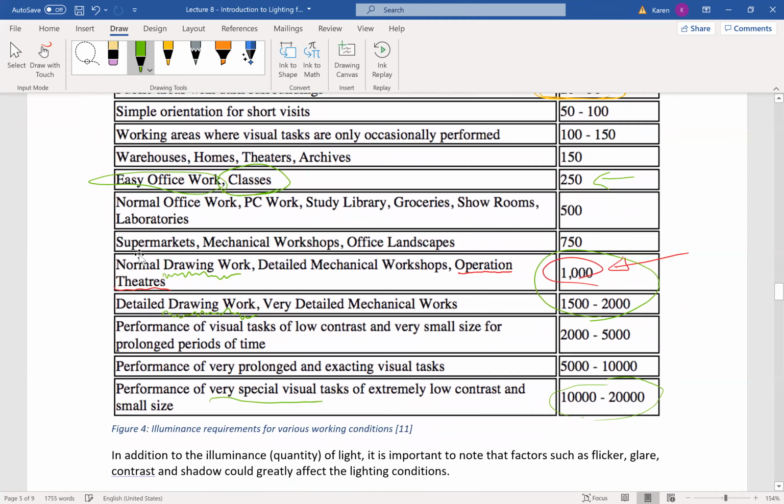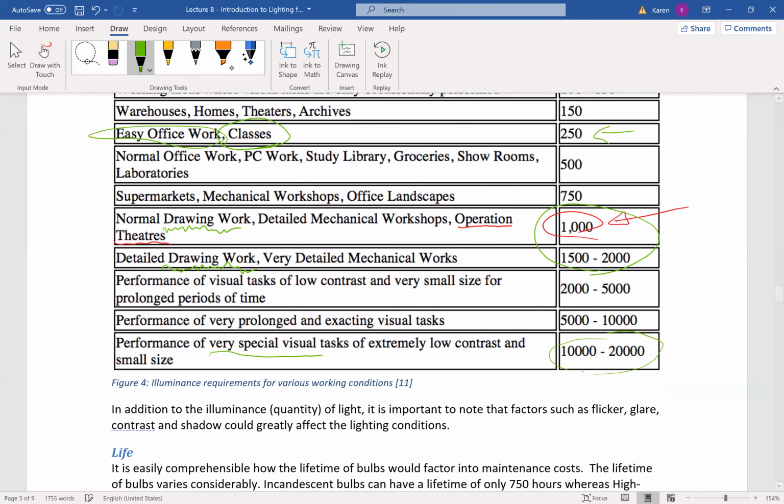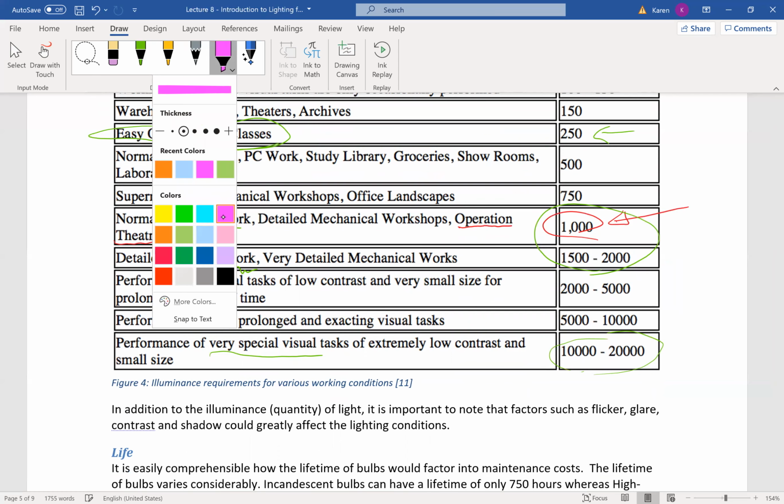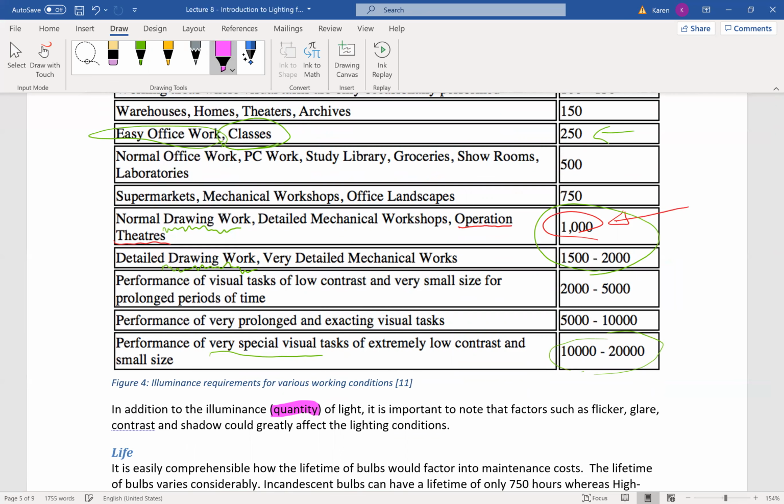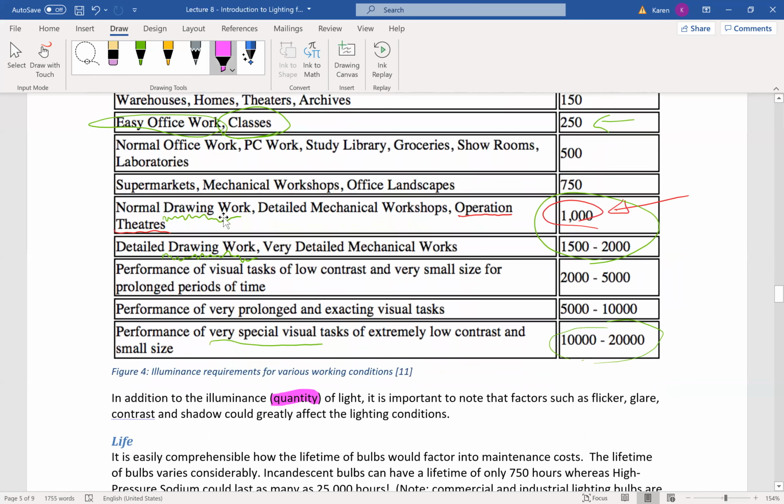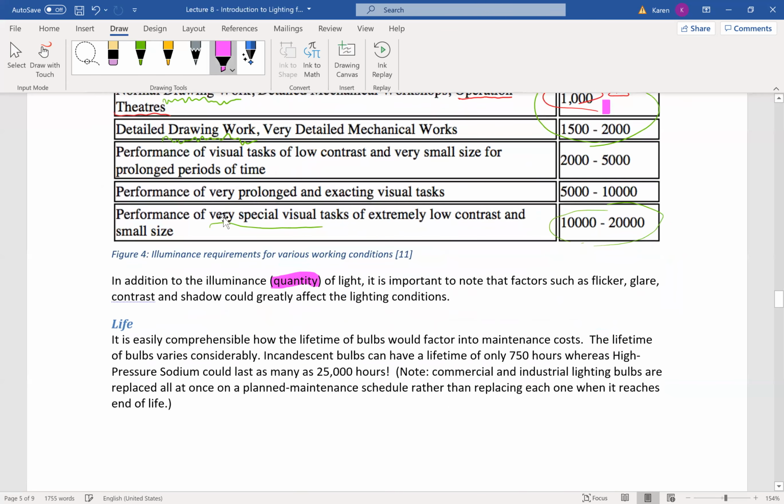However, it's no sense giving a lot of illuminance or a high quantity of light per meter squared if you haven't cared about the quality. So later on, we're going to talk about the quality of the light. You don't want to make this operation theater have flicker and glare and contrast and things like that.